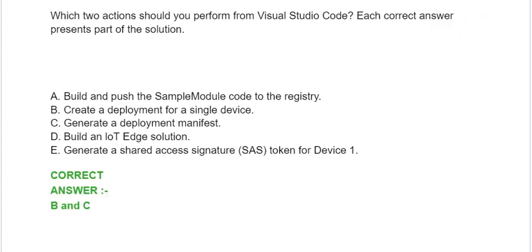Options are Option A. Build and push the sample module code to the registry. Option B. Create a deployment for a single device. Option C. Generate a deployment manifest. Option D. Build an IoT Edge solution. Option E. Generate a shared access signature SAS token for Device 1. Correct answer is option B and option C. Create a deployment for a single device and generate a deployment manifest.